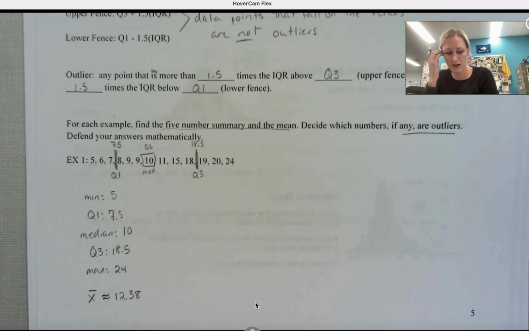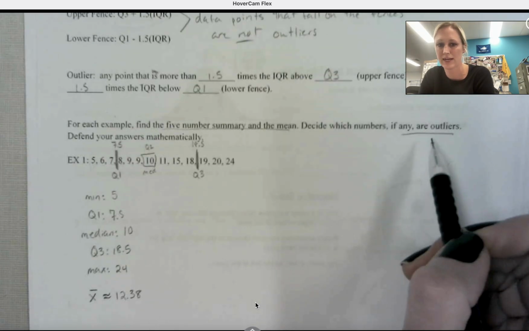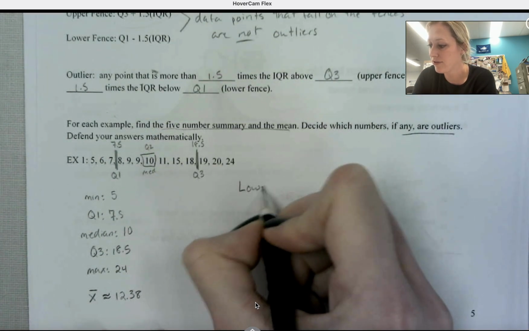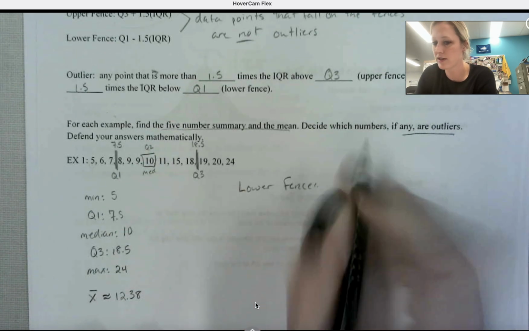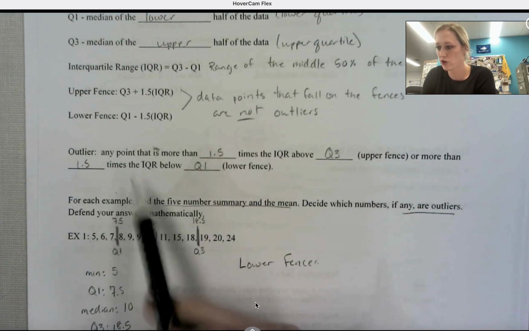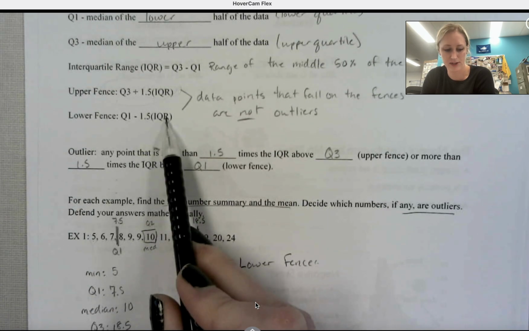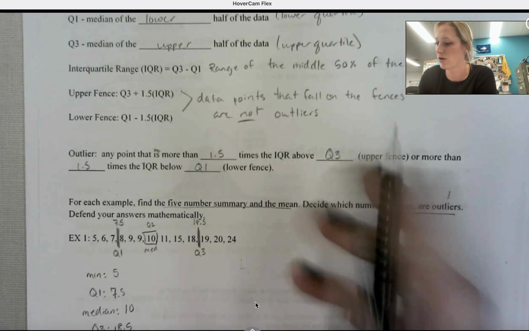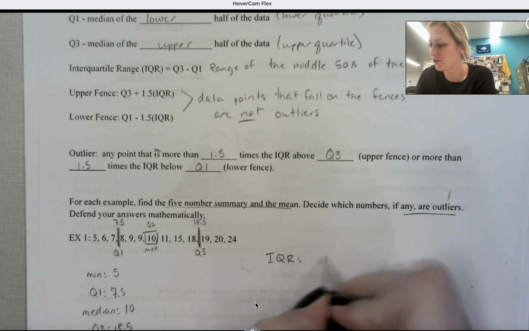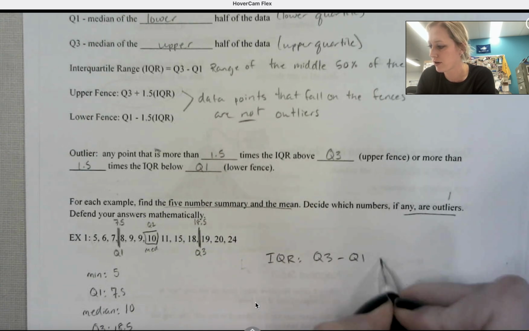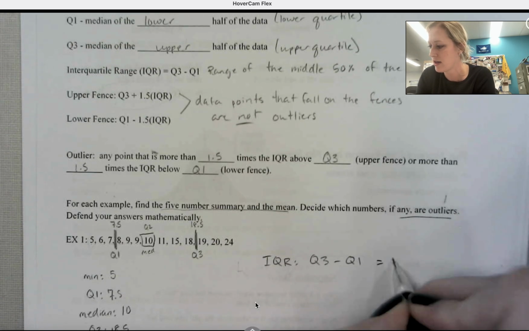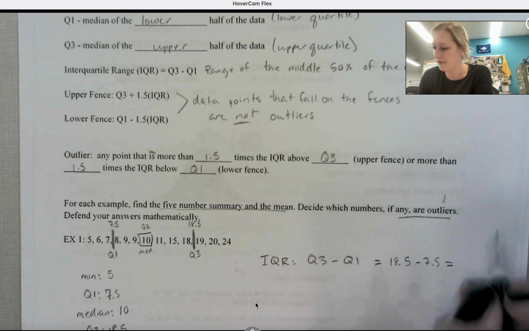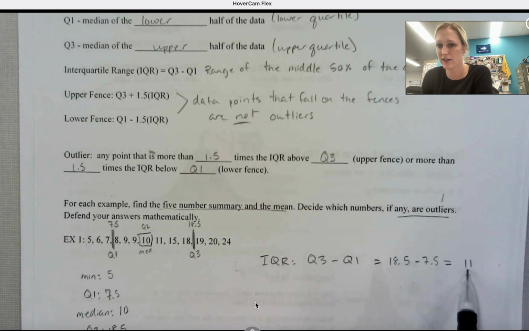The next piece we're asked to find is to determine if there are any outliers. So we need to calculate our upper and lower fence. Remember my formula is up above right here. It says we're going to do Q1 minus 1.5 of IQR. So I actually should find my IQR first. IQR, remember, is Q3 minus Q1. For us, that is 18.5 minus 7.5, which gives us 11. So my IQR is 11.